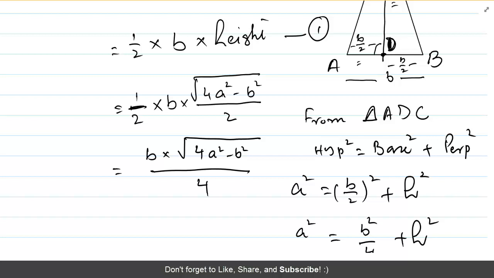And if we had a right angle triangle, that's an easy one. Then we will simply multiply the base with the height and find out the area.